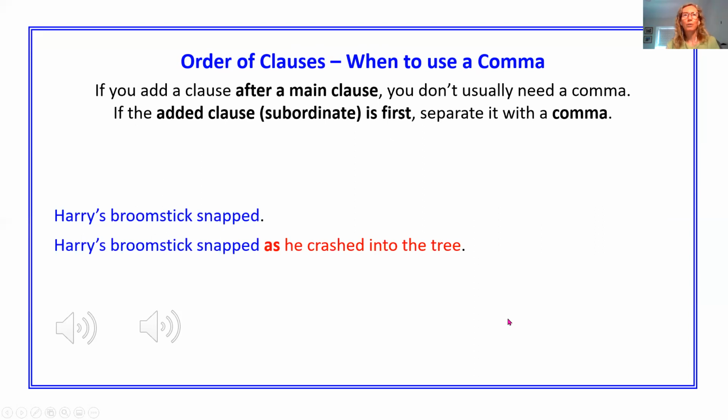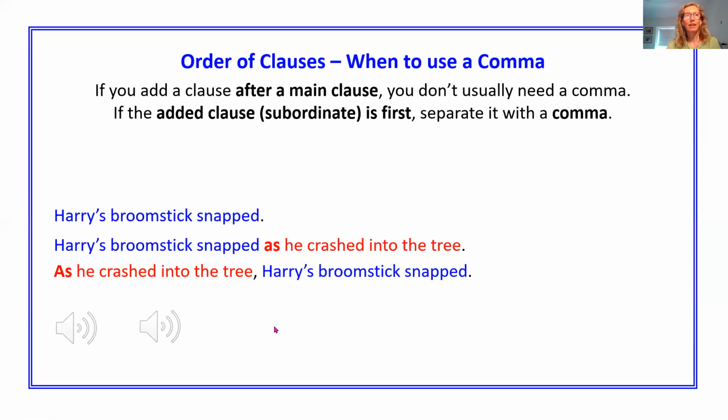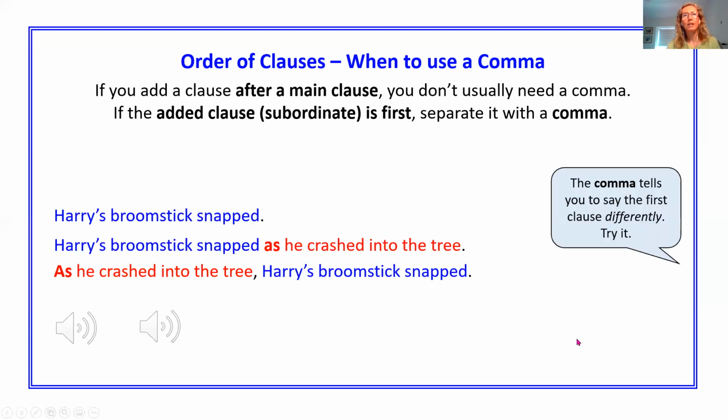But if we put the subordinate clause first, then we usually separate it with a comma. So let's have a look at the example. As he crashed into the tree, Harry's broomstick snapped. So you can see the comma after the subordinate clause. And here we've got the conjunction right at the beginning of the sentence. So the comma helps us read this a little bit differently.